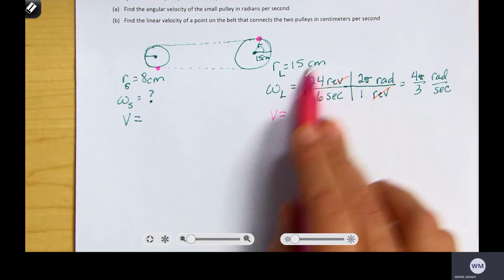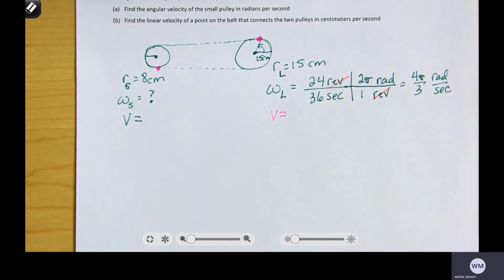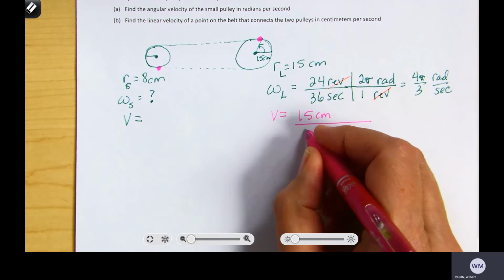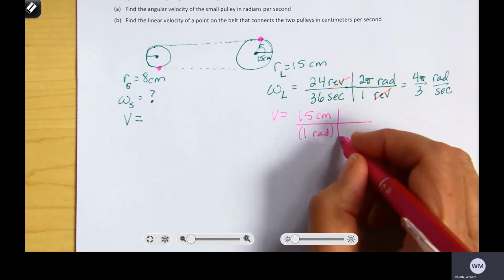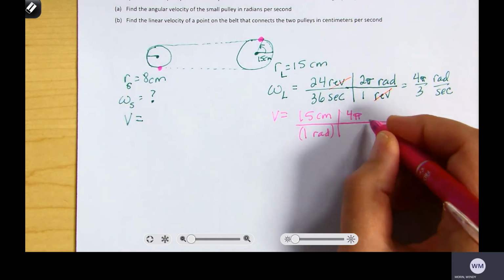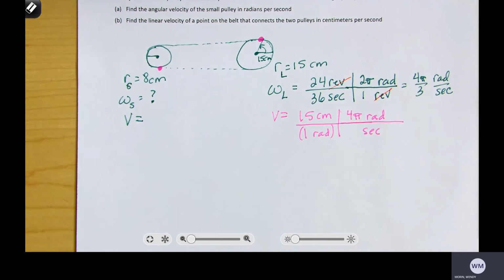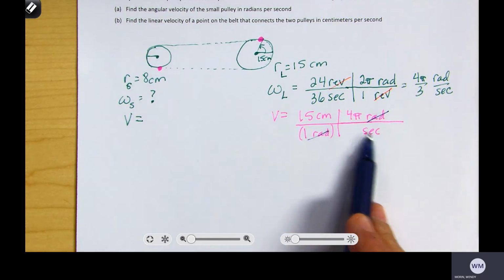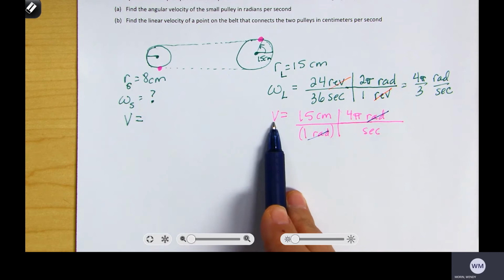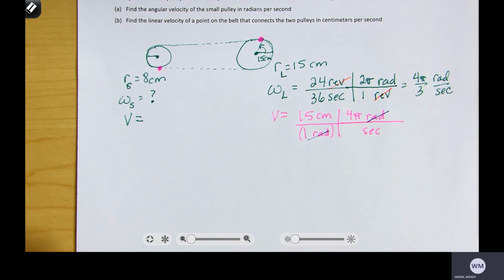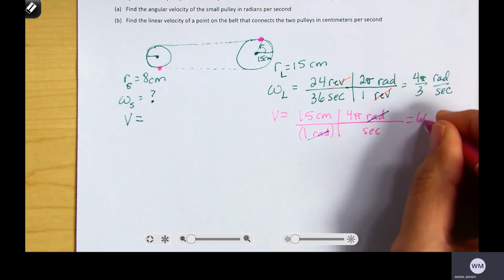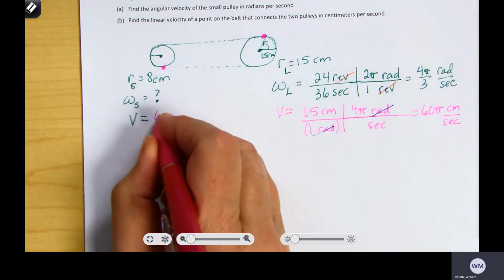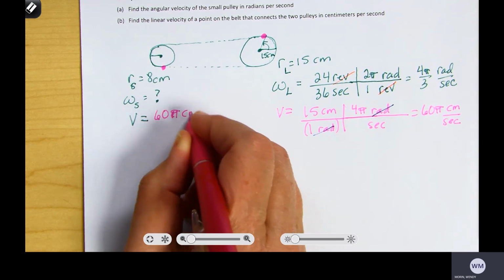So let's go ahead and calculate the linear velocity with this information. Again, V equals R times omega. So we have 15 centimeters per 1 radian. Again, that's optional. Times our angular velocity of 4 pi radians per second. So the radians cancel out, and we're left with centimeters per second. Length over time matches linear velocity. So if we just keep it in the form of pi, that's 15 times 4, which is 60 pi centimeters per second. So the linear velocity is the same because it's the same belt.